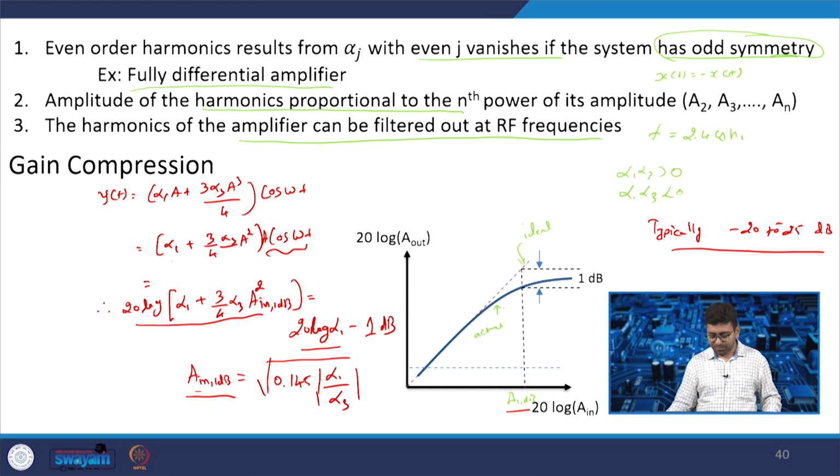The typical value is around minus 20 to 25 dB for any RF system, and it can be improved by a better circuit topology for any amplifier system. So, what are the attributes of compression? We will see that in the next slide.